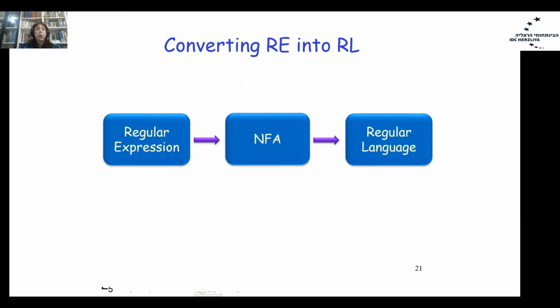So basically, we will convert a regular expression to a non-deterministic finite automaton, and we know that for a non-deterministic finite automaton, we have a regular language.